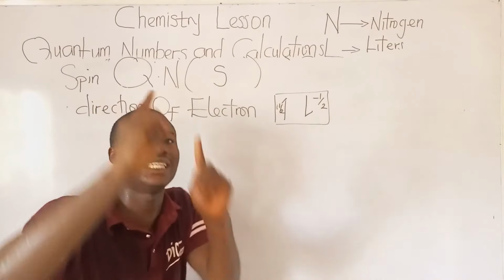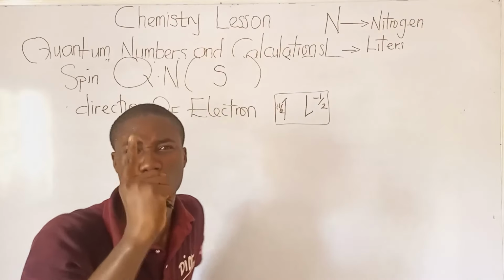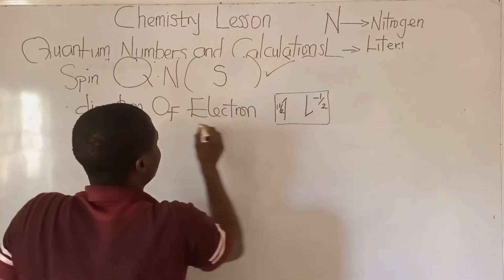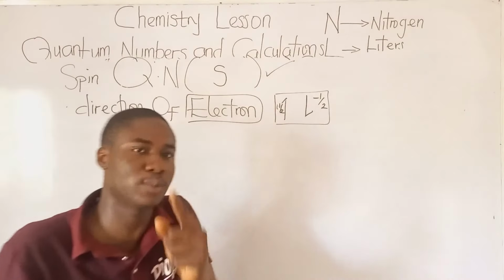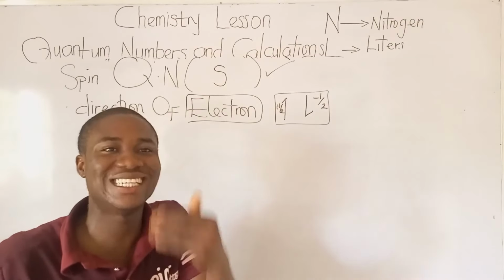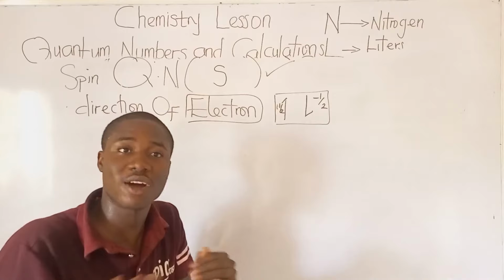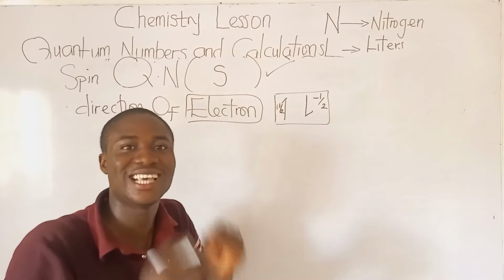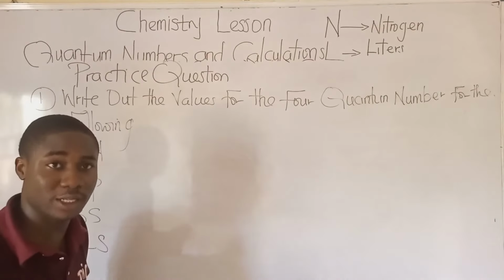It must be noted that the only quantum number out of the 4 quantum numbers that describes electron only is the spin quantum number. You can see that for the spin quantum number, I just talked about the electron, nothing else. So the only quantum number that describes electron only is called the spin quantum number. With all this said, let's go over to practice questions under this topic and tackle the first practice question.